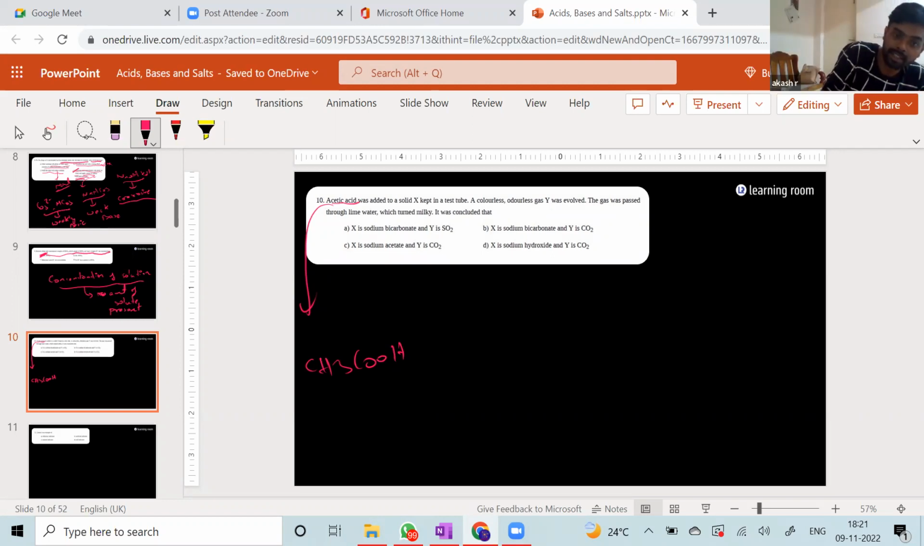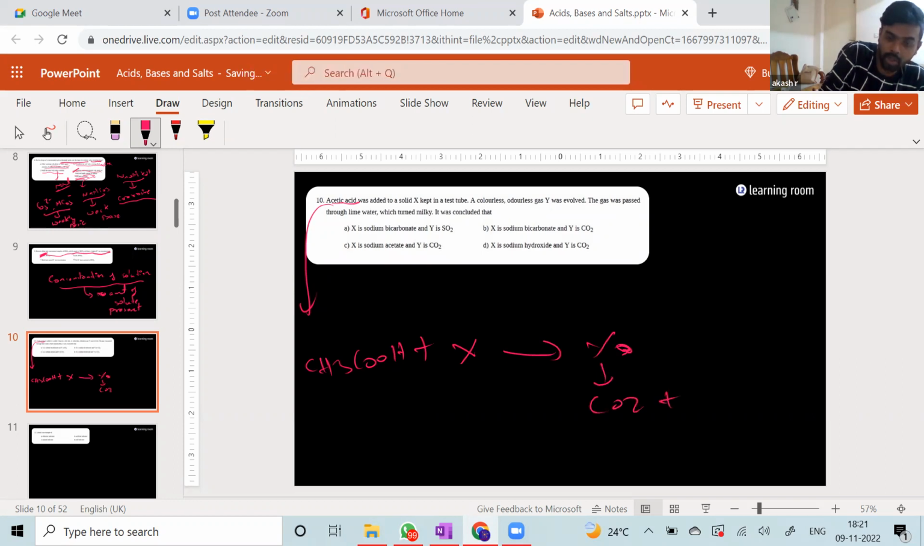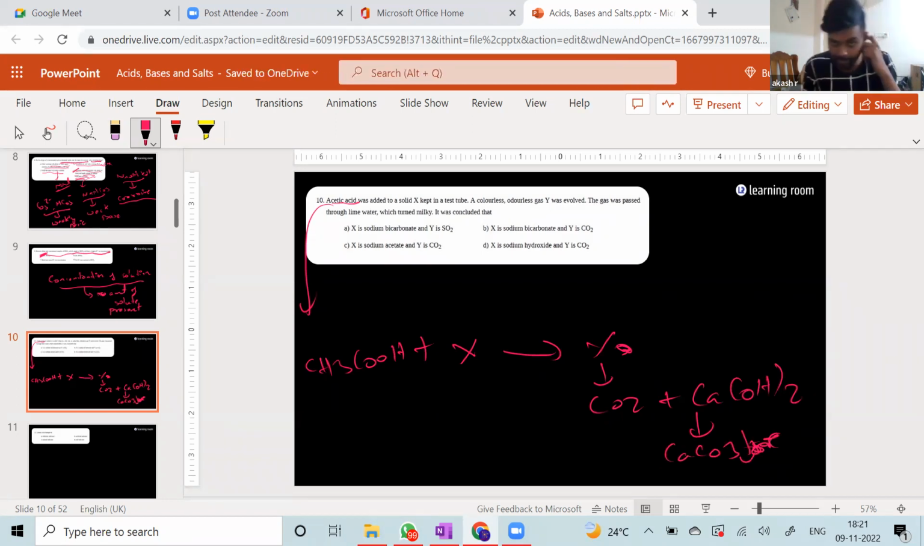So what we are saying is, CH3COOH is reacting with X to form Y, which is nothing but CO2, because that is what reacts with Ca(OH)2, your lime water, to form CaCO3, which is a white precipitate that turns the lime water milky. So definitely we can say that Y is carbon dioxide.